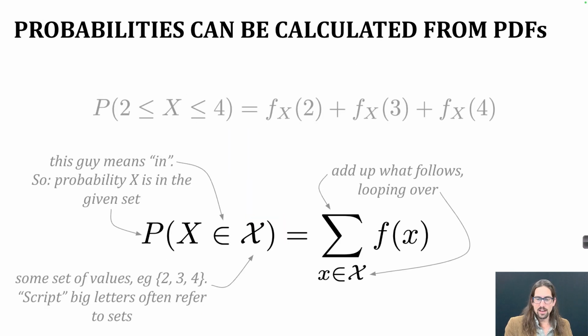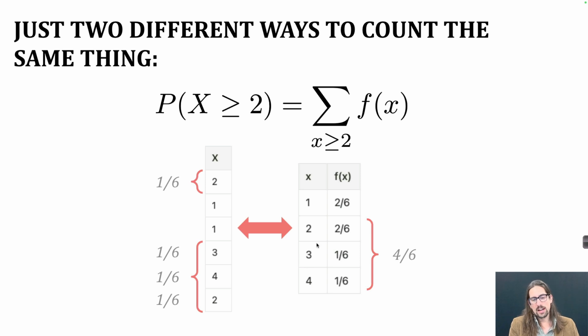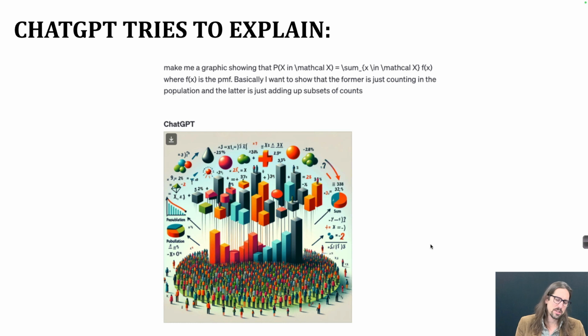So I spent some time making these slides, and at some point I've been using ChatGPT for a lot of stuff and testing out how it works. So I said, hey, maybe instead of making this and drawing arrows and numbers and stuff like that, I wonder what ChatGPT will do if I just asked it to make me a graphic illustrating this concept, right? That the probability that x takes some value in a set is really just the sum of the density looping over the values in that set, right?